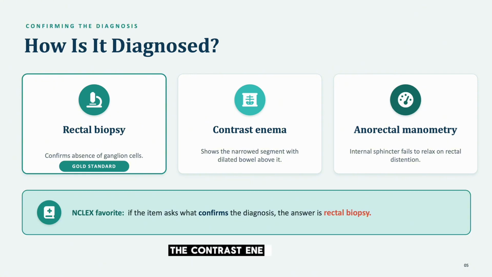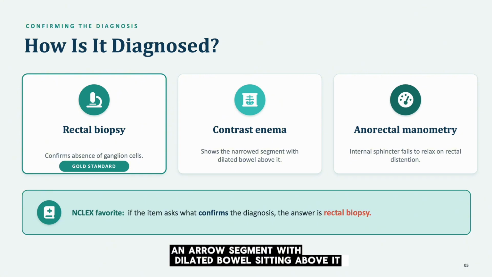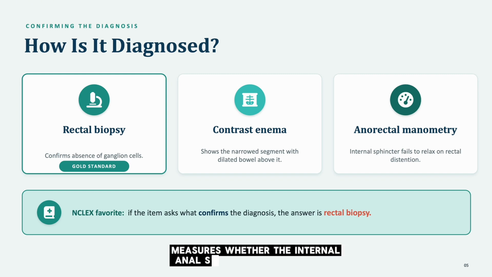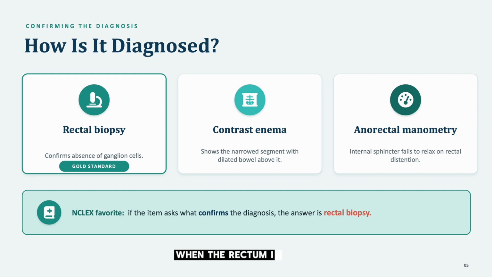The contrast enema is a supporting visualizing study. It shows that classic transition, a narrow segment with dilated bowel sitting above it. Great picture, it suggests. It doesn't confirm. Anorectal manometry measures whether the internal anal sphincter relaxes when the rectum is stretched. In Hirschsprung, it fails to relax. It's useful, but again, it's not the confirmer.